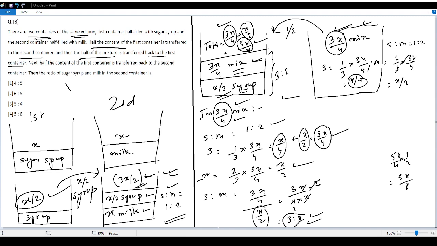What is the amount of milk present? x/4 came in, plus what was the amount of milk earlier? x/2. So add x/2, that gives me 3x/4. Now find out the ratio, 5:6. Did you understand this part?